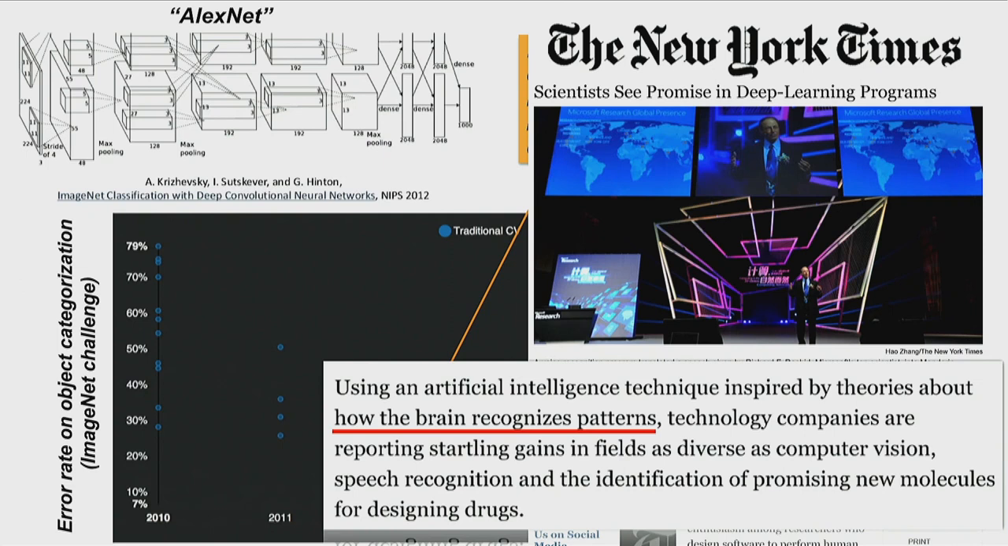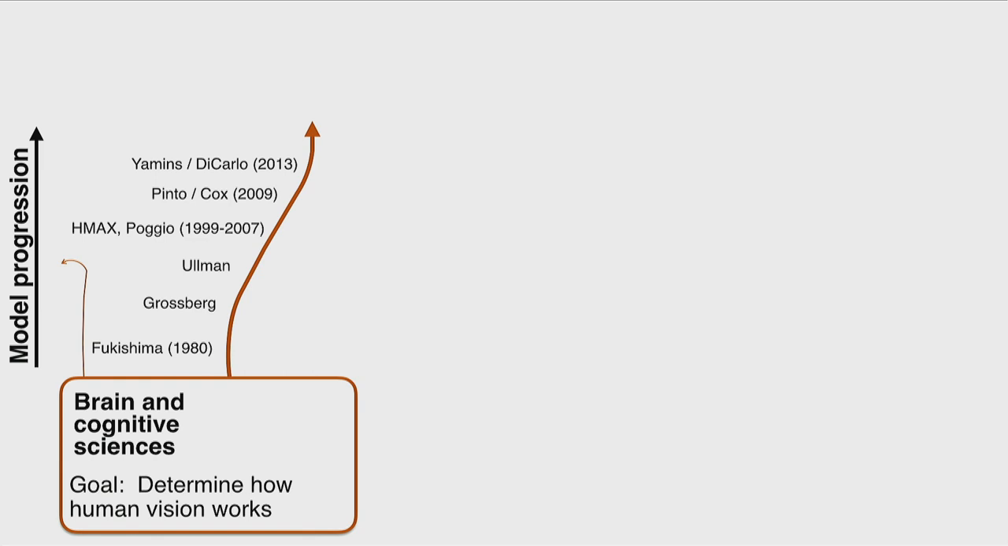There were articles in the New York Times more broadly about deep learning, not just deep networks for vision, inspired by theories about how the brain recognizes patterns. That's essentially the background I've been giving you. The way I like to think of this is, some of us in brain and cognitive sciences were following this track of models, Fukushima, Grossberg, Ullman, HMAX, models that we were building to understand how the brain works.